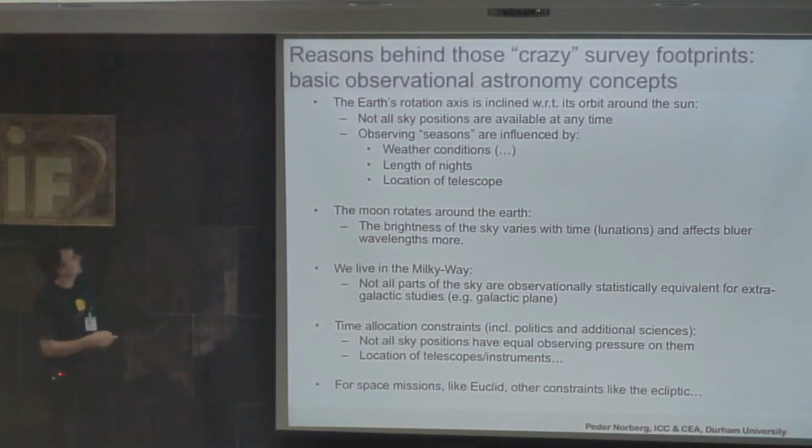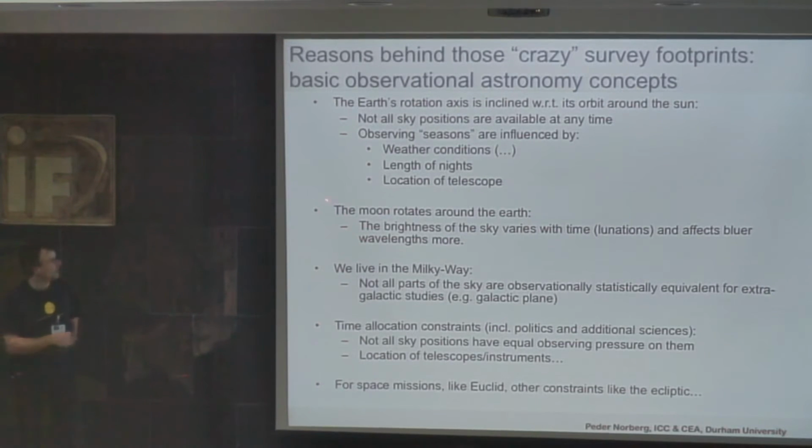So the basic reason behind those crazy survey selection functions is basic observational astronomy concepts. The Earth rotation axis is inclined with respect to orbits around the Sun. Nothing new to you, I'm sure. I hope not. Not all sky positions are available any time. Observing seasons are influenced by weather, length of night, location of telescope, all basic stuff. But you can't get away from them.